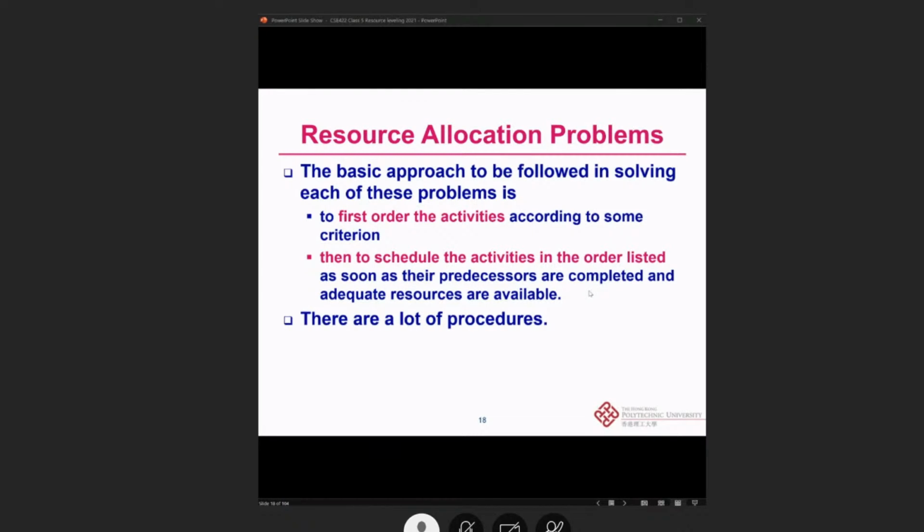So the basic approach to be followed in solving each of these problems is to first order the activities according to some criterion, then to schedule the activities in the order listed as soon as their predecessors are complete and adequate resources are available. So these are the two things that you need to follow, right? We still need to know the relationship between those tasks. We cannot think that if we have resources, then we can put a task somewhere, but no, we still need to follow the relationship of the so-called predecessors that they need to finish, and then the successor can get started.